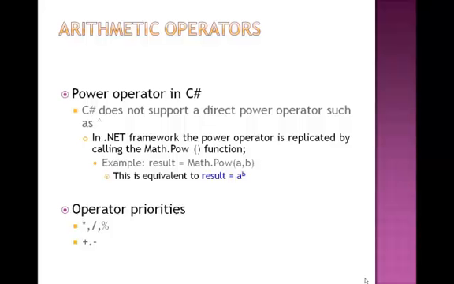To compensate for it, C# has a method or a function from a math object, and it's called Math.Pow, standing for power. Within the Math.Pow function, you put two variables, a and b, and the result will be the first variable to the power of the second variable. So, for example, if you wanted to represent a to the power b, you could use result equals Math.Pow(a, b), and this will raise number a to the power of number b.